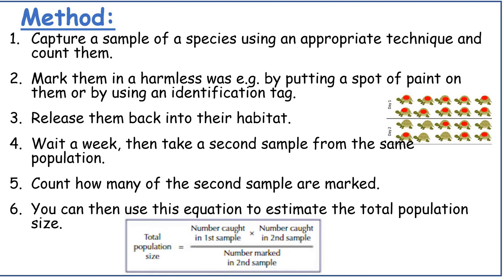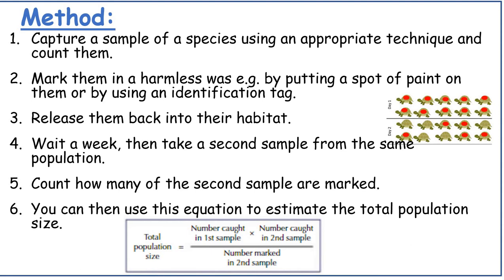Mark them in a harmless way, like putting a spot of paint on them or a UV paint so that the marking can't be seen by predators, or you can use an identification tag. Then you would release them back into their habitat, wait a week or a certain length of time, then take a second sample from the same population and count how many of the second sample are marked. You can then use the equation to estimate the total population size.